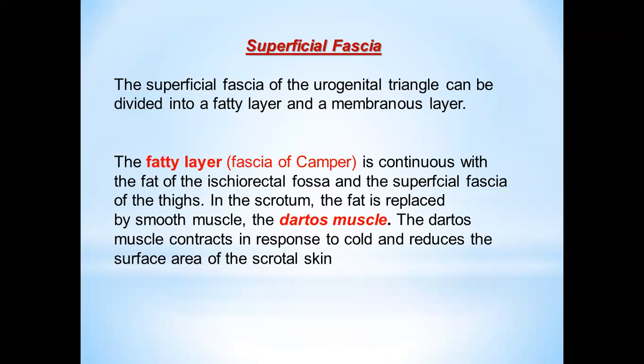Now, what is superficial fascia and what is deep fascia? So this superficial fascia of the urogenital angle can be divided into the fatty layer and the membranous layer. Now this fatty layer, as we also studied in the abdomen, is the fascia of Camper. It is continuous with the fat of the ischiorectal fossa and the superficial fascia of the thighs. So it also goes downward.